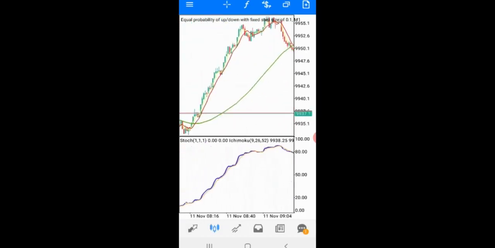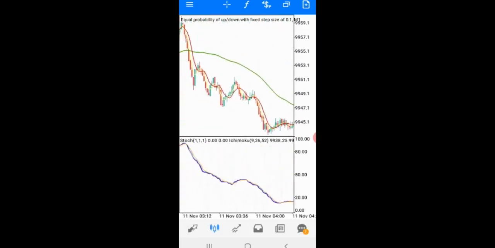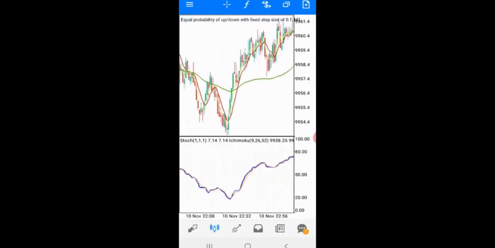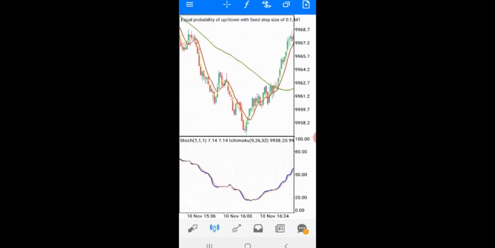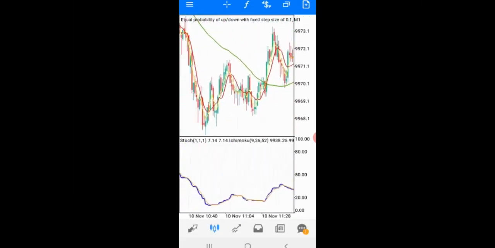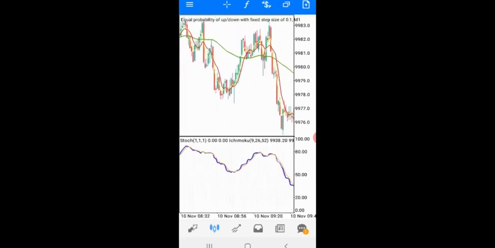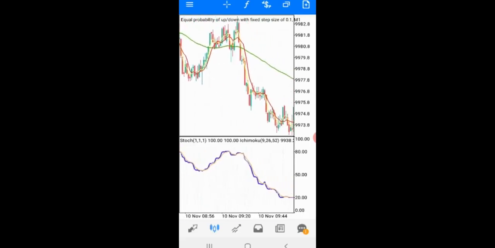See, you see this one? Okay, let me show you something. You see, this is a clear one as well. It crossed above, I'm sorry, it crossed above at the overbought level. You see, so it is a sell.